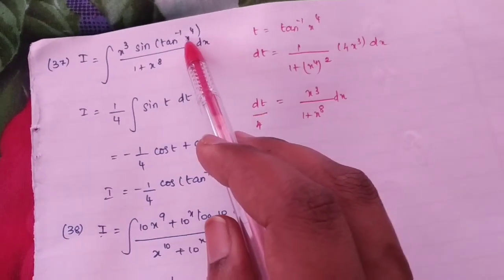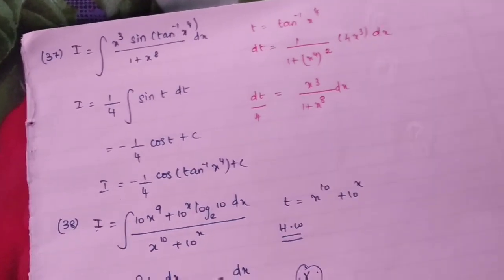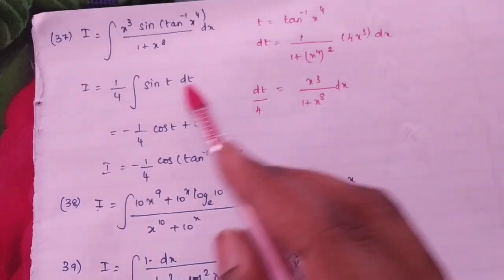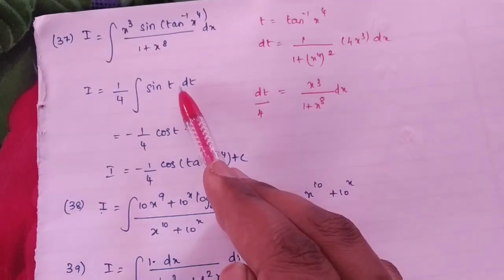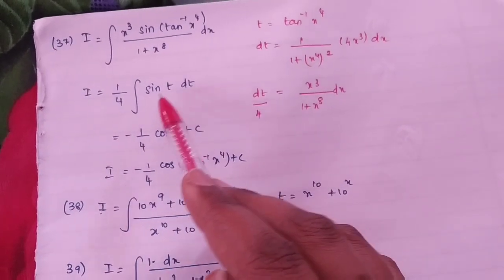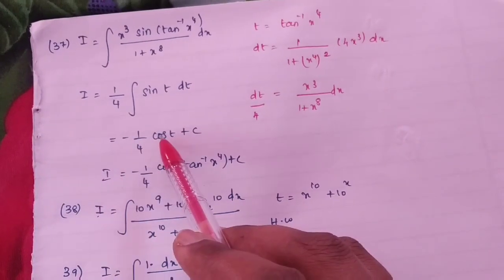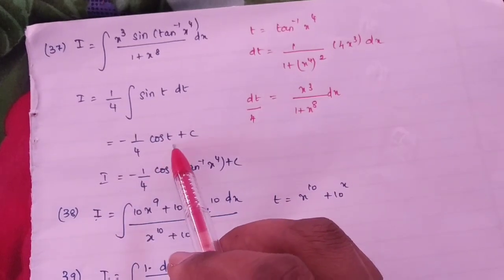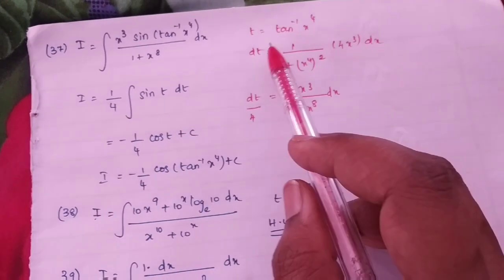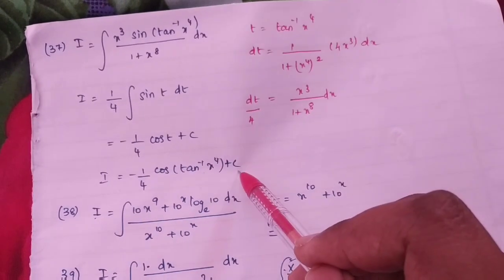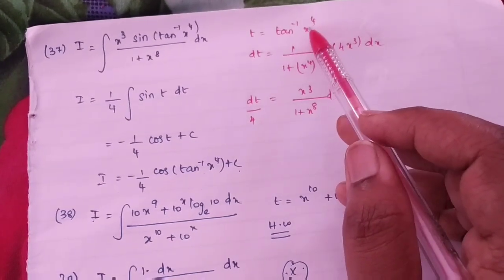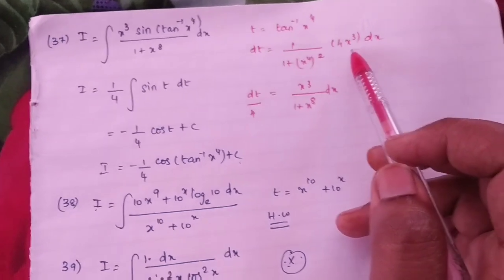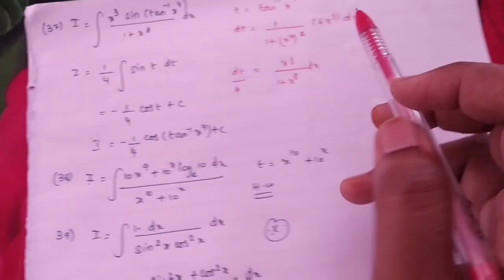Sine of, what about tan inverse of x power 4? Like tan inverse of x power 4 you have taken to be t. Therefore, you will have sine of t into dt. Integral of sine of t into dt is nothing but minus cos t plus c. Therefore, since 1 by 4 is there, minus 1 by 4 cos t plus c. Substitute the value of t: tan inverse of x power 4 plus c. The mistake you will make is that you won't differentiate the x power 4. Whenever you are doing this, you need to apply the chain rule properly.